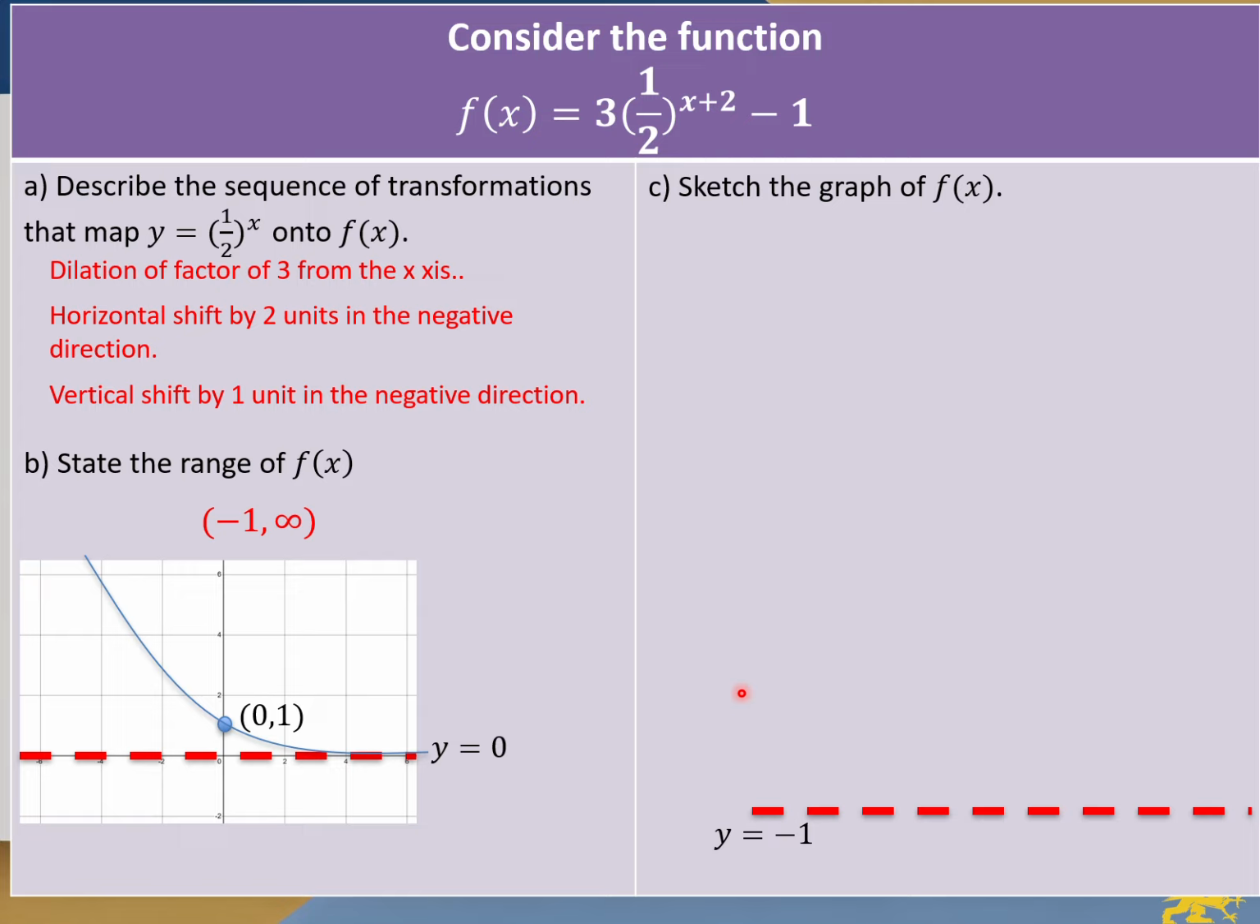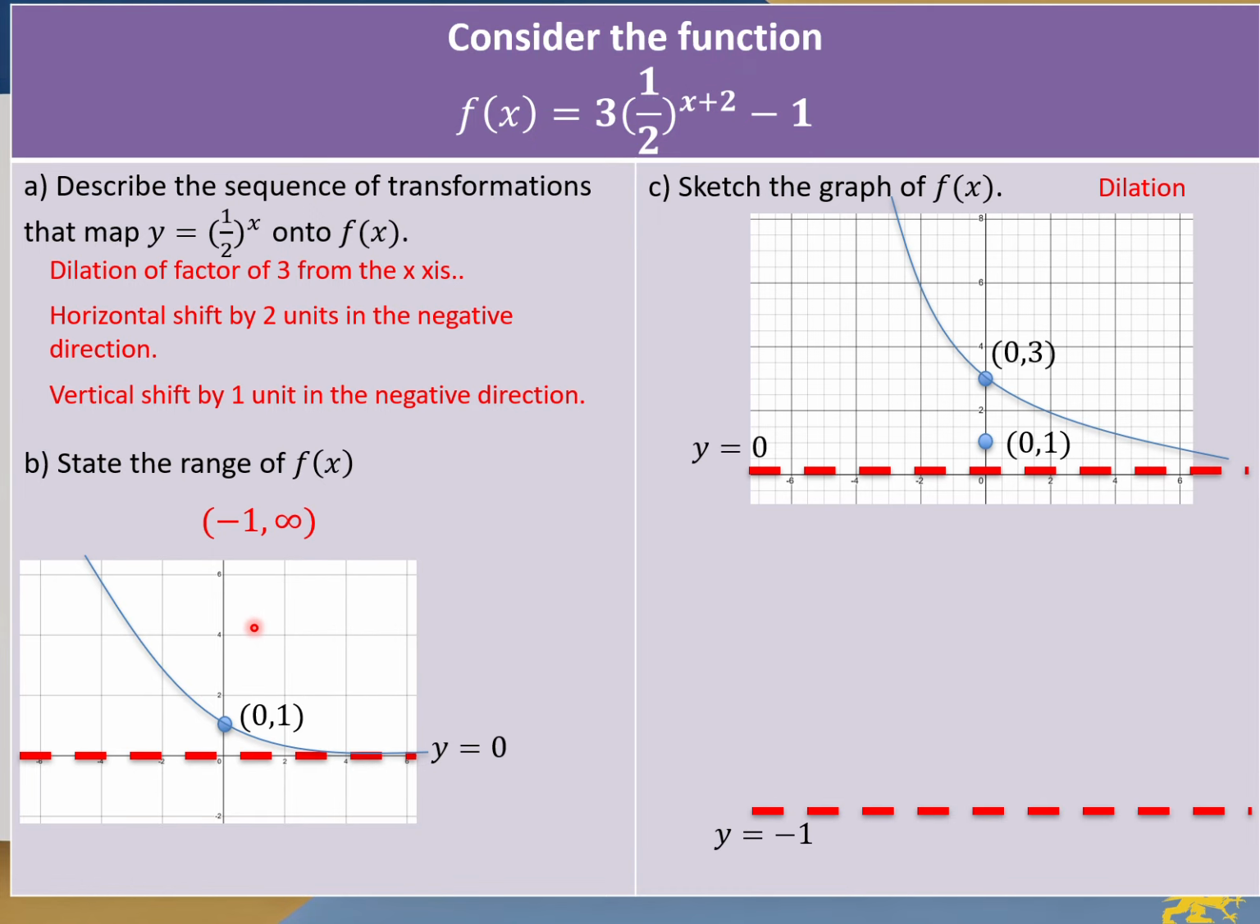The next part I want to look at is the dilation. The dilation, the 3, means whatever this value is, I'm timesing that y value by 3. So 1 times 3 is 3. That means I am then pushing that up. The asymptote stays identical.